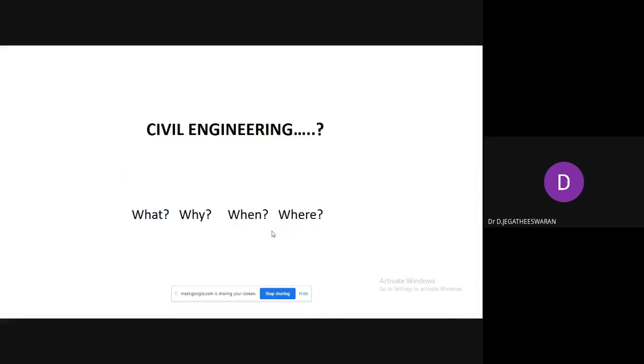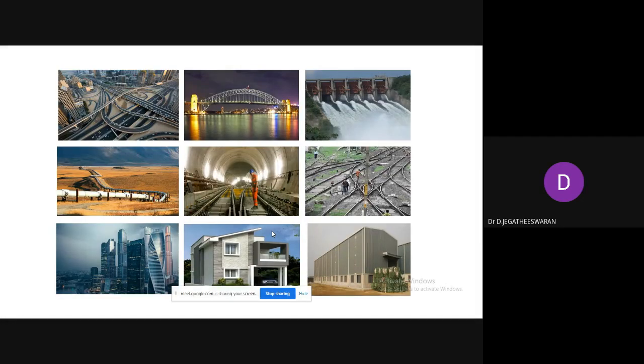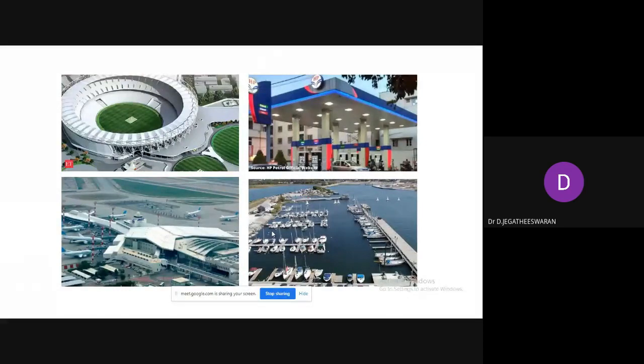Next question, what is civil engineering? All of you know, civil engineering is the mother of engineering. It is the first engineering course. What are the focus areas in civil engineering, or where is civil engineering knowledge applicable? The construction of roads, bridges, dams, pipelines, tunnels, railways, and infrastructure, that is buildings, towers, skyscrapers, residential apartments, villas, industrial buildings, factories, stadiums, petrol bunks, airports, docks and harbors. Everywhere civil engineering knowledge is applicable.